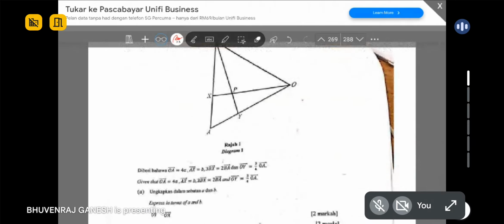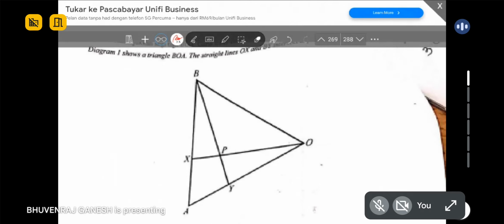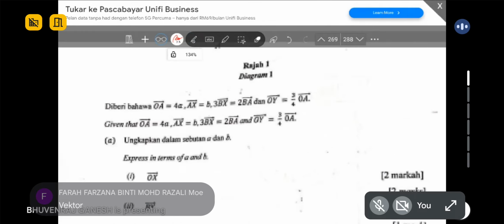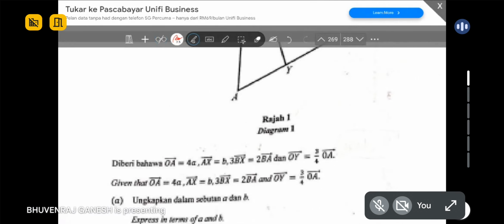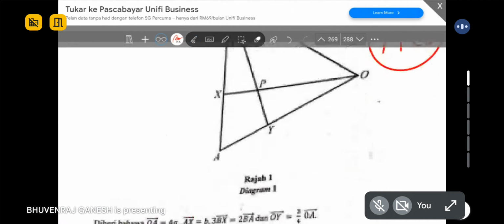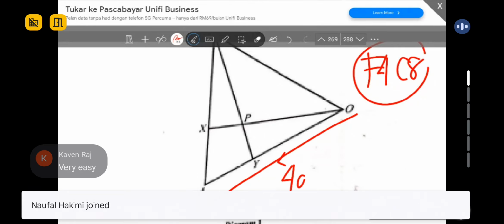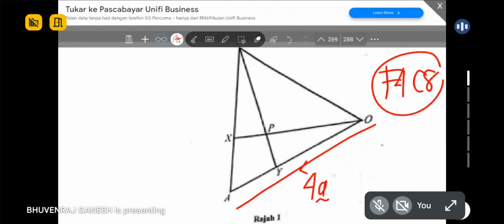Question number 3, guys. Come to your favorite topic. What topic is this? Kamu nampak Raja macam ni, confirm is vector, guys. Form 4, chapter 8. So you must know your vectors. For this one, you just need to label your diagram. Vector question, right? You see information, terus label. OA equal to 4a. So you label OA is 4a. And then AX equal to b. Easy, yeah.